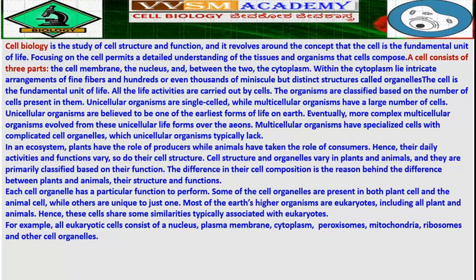Hence, these cells share some similarities typically associated with eukaryotes. For example, all eukaryotic cells consist of a nucleus, plasma membrane, cytoplasm, peroxisomes, mitochondria, lysosomes, and other cell organelles. My dear friends, mitochondria is very important, a unique organelle in the cell. Therefore, it is called the powerhouse of the cell.